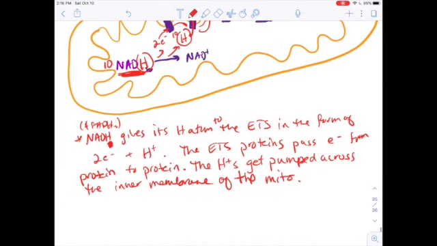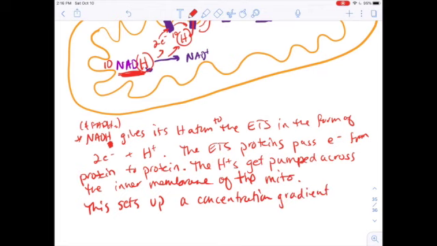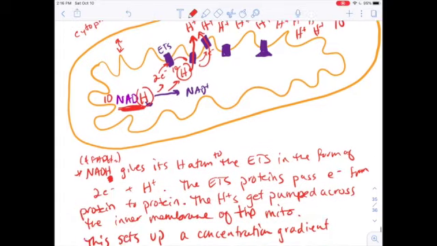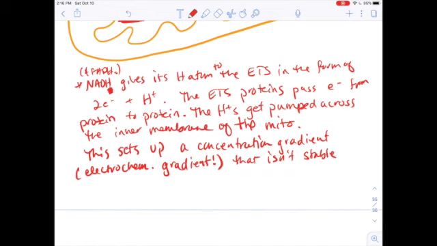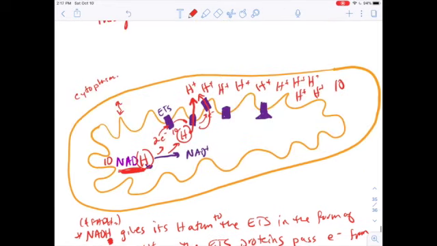So let's write this down. This sets up a concentration gradient, or more specifically, an electrochemical gradient, because these are charged particles, these are protons. An electrochemical gradient that isn't stable. So 5 of these up here are going to want to come down in here, right, to equalize the gradient.